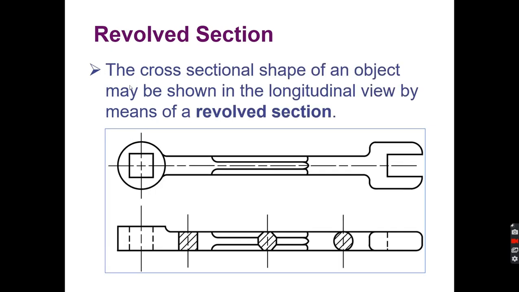Okay, revolve section. The cross section of a shape of an object may be shown in the longitudinal view by means of a revolve section. So here we have a piece that's round here, hexagon there, and square there. So we can just show that section and revolve right in place.